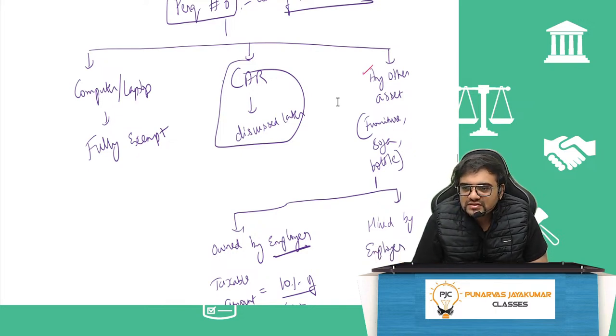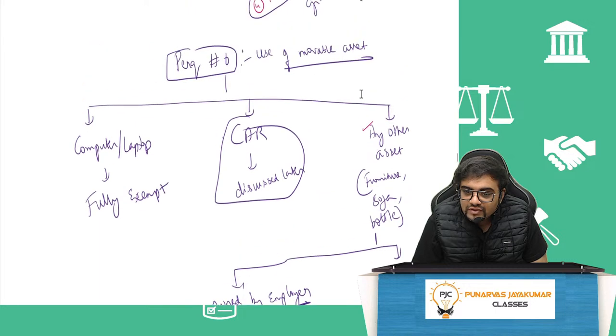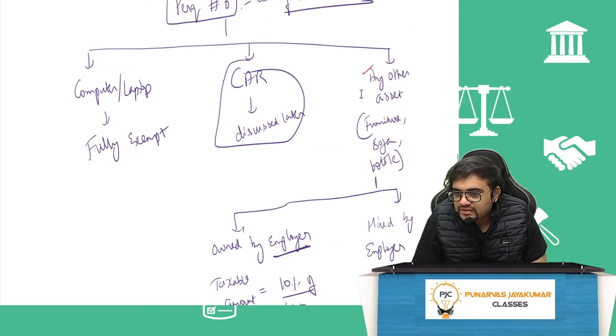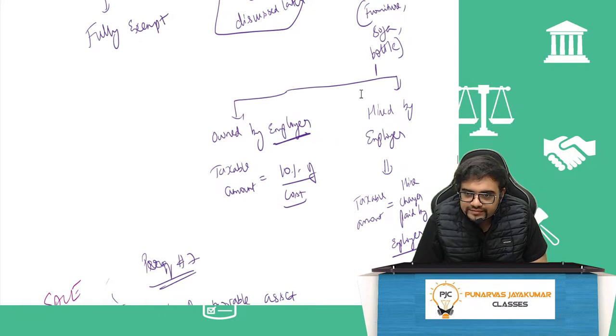Next, any other asset. Furniture, sofa, bottle. Bottle also, not kidding, right? Technically speaking, nobody does all that practically, but actually it is taxable. They will give you one bottle for use, that also is taxable. Furniture, sofa, etc. Now, next, owned by employer.